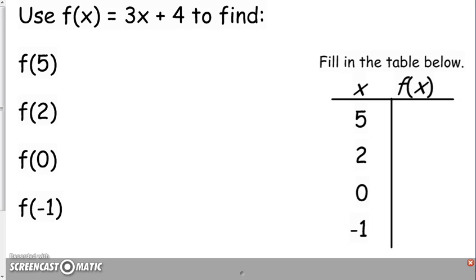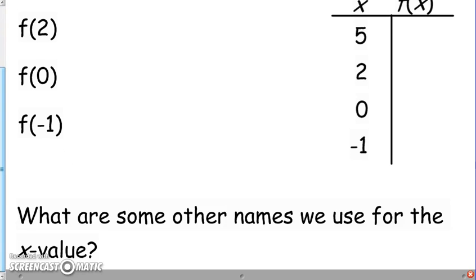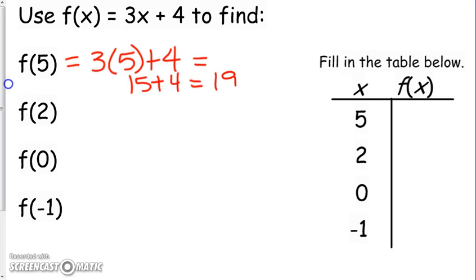So let's do an example. Use f of x, or fancy y, equals 3x plus 4 to find f of 5, f of 2, f of 0, f of -1, and then we're going to put it in a table and we are going to graph it in a little while. So f of 5, here we go. F of 5 equals 3 times 5 plus 4, so that equals 3 times 5 is 15, plus 4 equals 19. So over here, we're going to put f of x, or y, is going to equal 19.